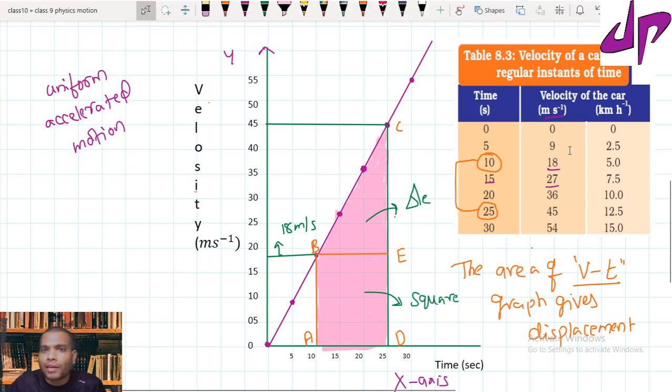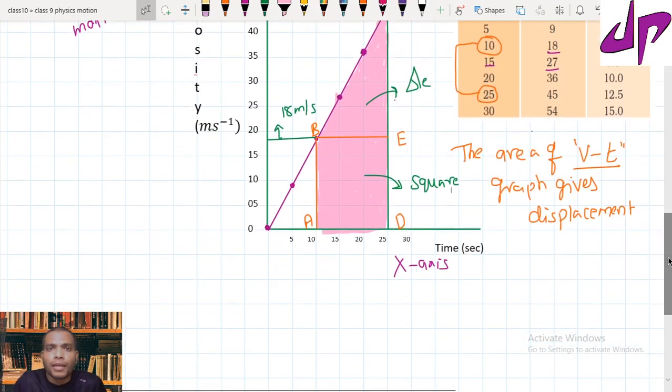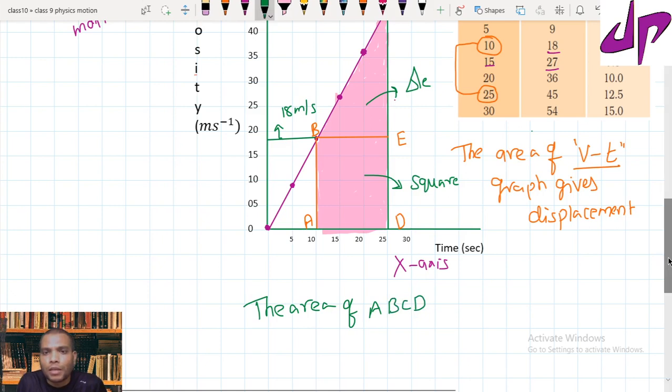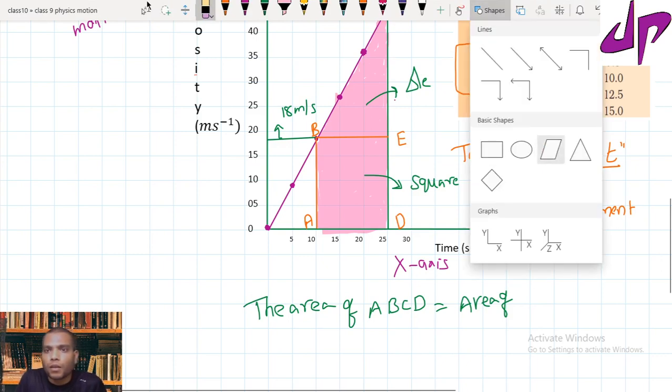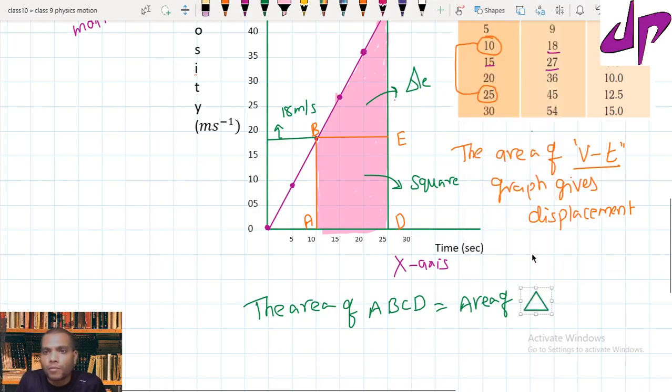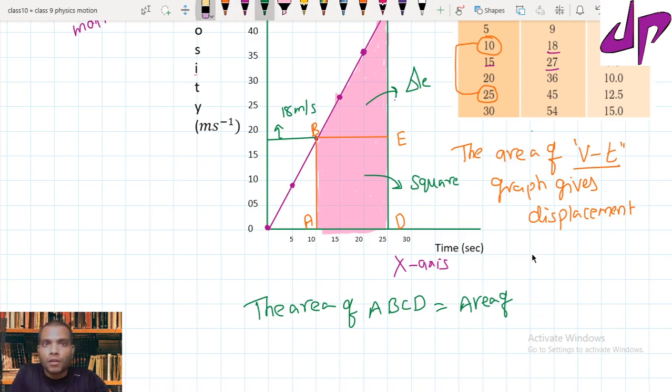To find the total area, the area of ABCD equals the area of a triangle plus the area of a square. What is the triangle there? The triangle ABC, the area of the small triangle. That is the right triangle, so let me draw a right triangle there. This is the right triangle BCE.